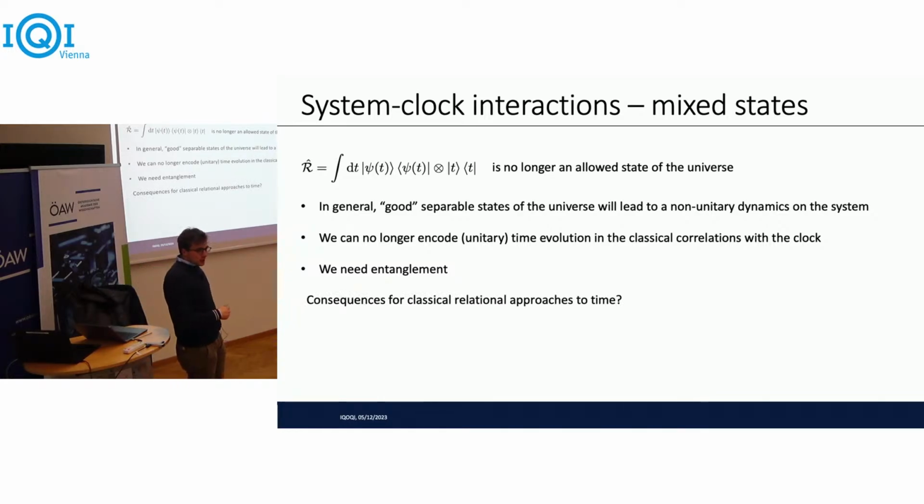So what are the consequences of this for classical relational approaches to time? Because we've seen before that we can draw a parallel between this sort of state and classical states, because we just need these t states on the clock. So what can we say about the classical relational approaches to time? Can we maybe show that if we have interactions with a quantum system, we cannot use a classical relational approach to time, because we need these quantum correlations instead of just classical correlations? This is just an open question. Maybe we can discuss it later.